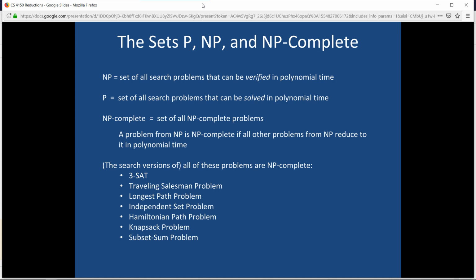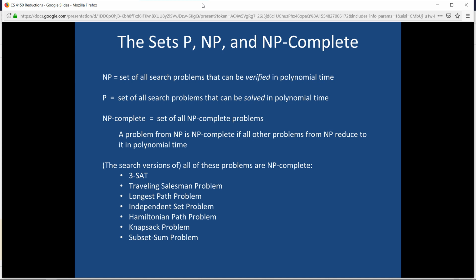Every problem from NP can be reduced in polynomial time to 3-SAT. Similarly, every problem from NP can be reduced to the Traveling Salesman problem. It can be reduced to the longest path problem, independent set problem, Hamiltonian path problem, subset sum problem. These are all NP complete problems. So because of that, that's why we say that we can solve any NP complete problem in polynomial time.